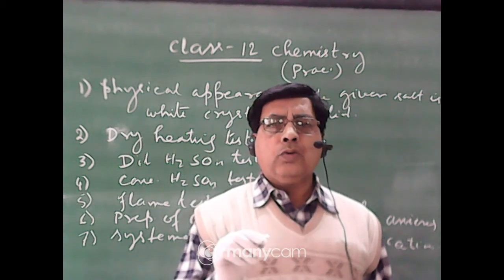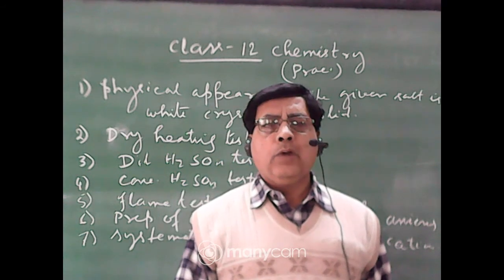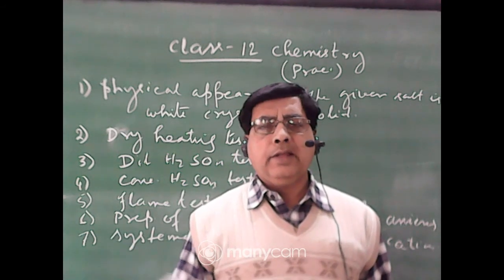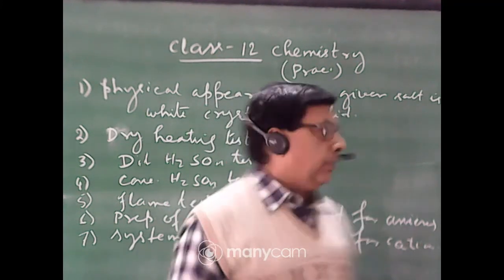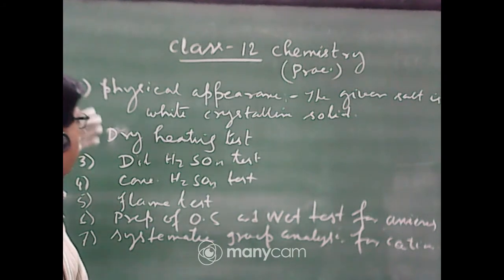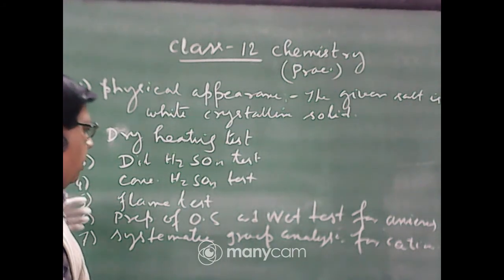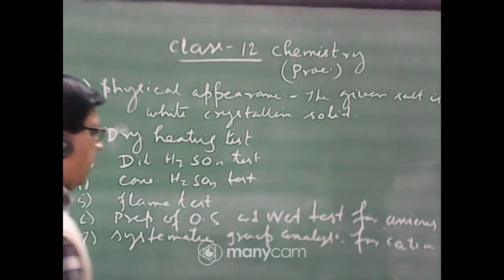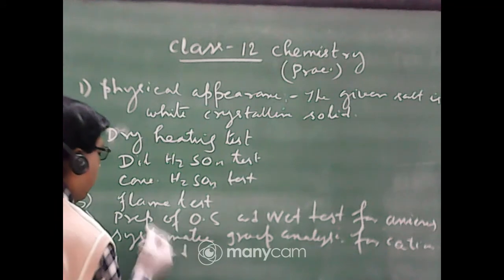First in small quantity, then in excess. First a gelatinous white PPT is formed, which is soluble in excess. Zinc is confirmed. So in this way you must write in the 8 column systematic manner: physical appearance, dry heating test, dilute sulfuric acid test, concentrated sulfuric acid test, flame test, wet test for anion and systematic group for cation, and last is the conformity test.